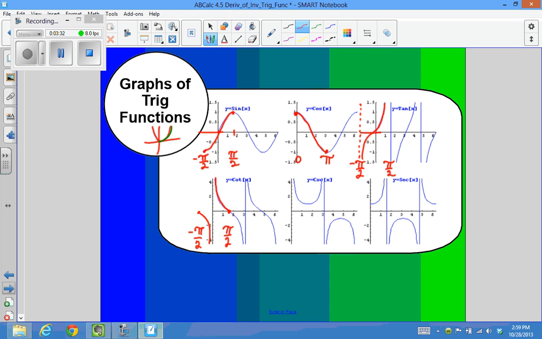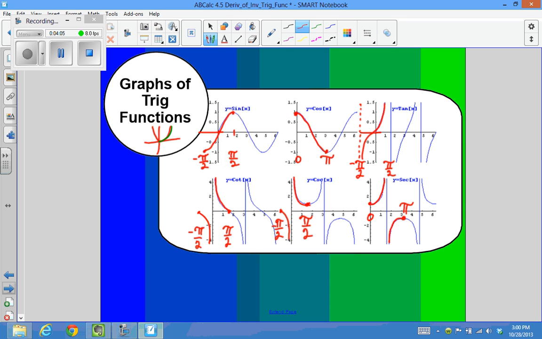Cosecant, that's the reciprocal of sine, so I want to back up to negative pi over 2 all the way to positive pi over 2. Negative pi over 2 to positive pi over 2, just like it was with sine. Secant is the reciprocal of cosine, therefore it operates on that same domain again, 0 to pi. Okay, so not too bad, pretty simple.